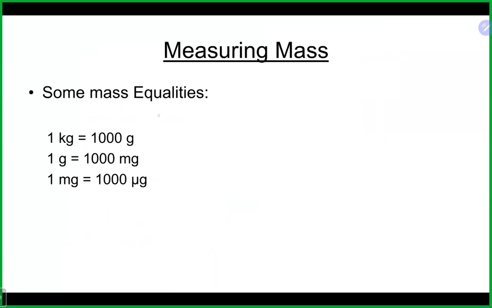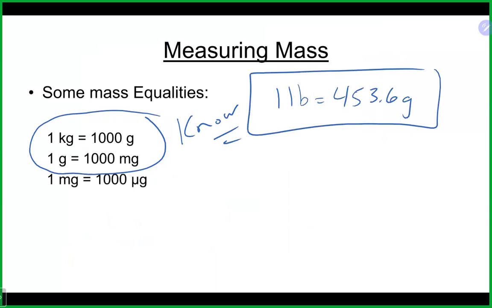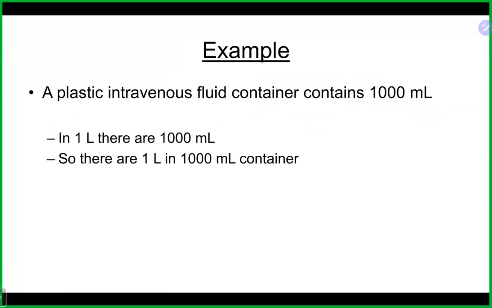In terms of mass, these are some pretty good ones to know for sure. In addition, 1 pound is 453.6 grams. That is an exact conversion, going from metric to English.